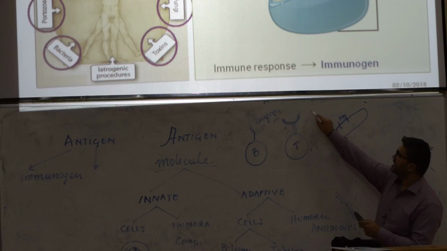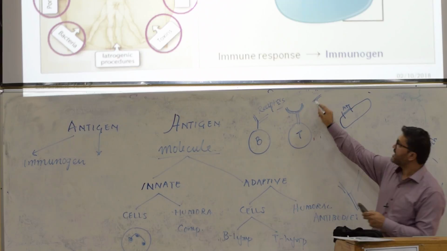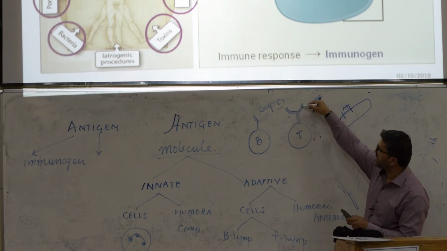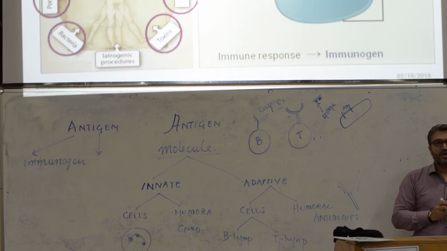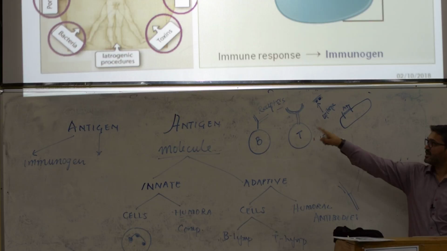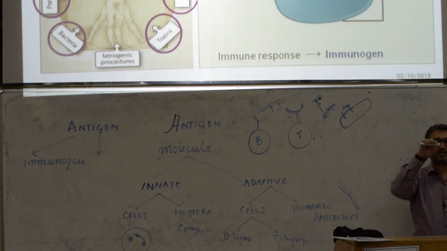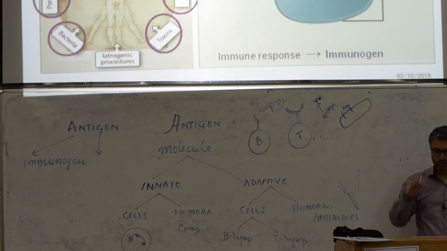Now this is the antigen, and this antigen is going to bind to this receptor, but this particular part will come in contact with these receptors. This portion is called an epitope. So you have a big bacteria, a part of it is called an antigen, which will come into contact with the receptors. But the specialized area which comes into direct contact with the receptor is called an epitope.